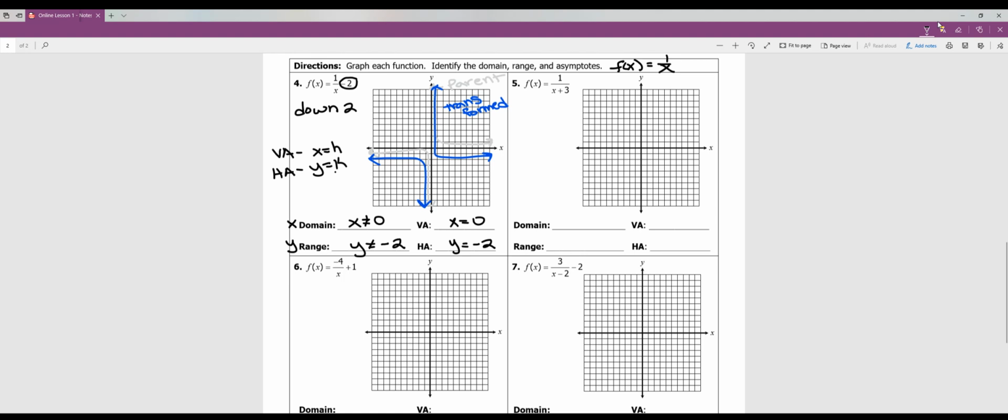So let's move on to number 5. Again, I want to identify my transformation. Here I have +3 in the bottom of my reciprocal function, and that indicates a horizontal shift. And because it's positive, that means we're going to the left 3 units. So again, I'm going to plot our parent function on here just for reference. So here's my parent function.